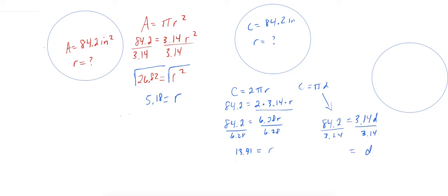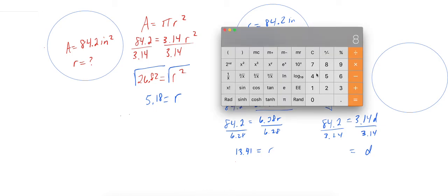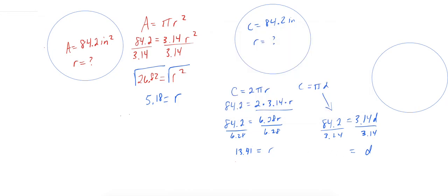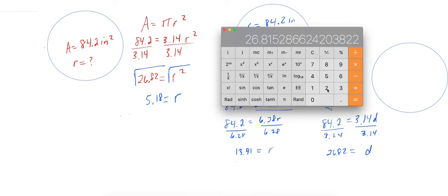So this is left with d, because 3.14 divided by 3.14 is just 1, so I'm left with 1d. And then I have 84.2 divided by 3.14. So I'm left with 26.82 equals the diameter. But remember, the question was asking what's the radius. And remember, the diameter is always double the radius. So I just have to take this 26.82 and divide it by 2, and I get that 13.41.